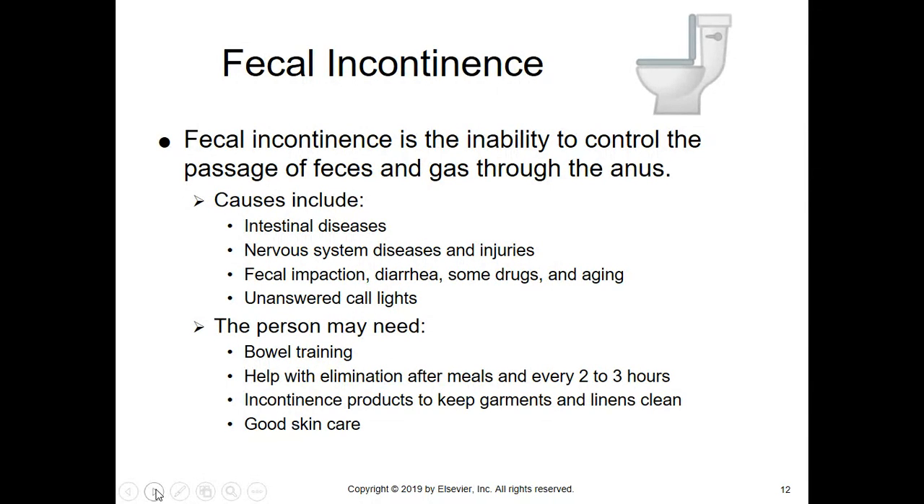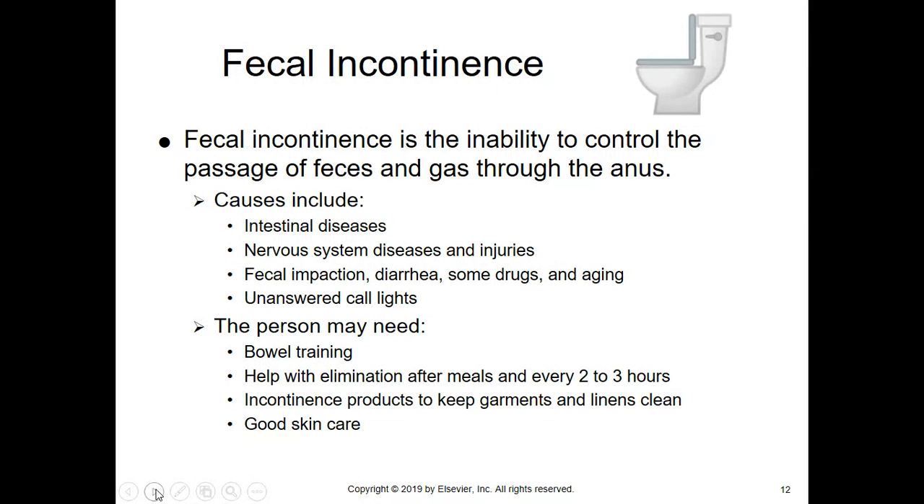What we can do for the person, we could try bowel training. I'll talk to you about that in a minute. We can help them with elimination after meals and every 2 to 3 hours. We can give them incontinence products like the proper brief to wear and make sure they are kept clean with their clothes and their linens, and give them good skincare. So if somebody is fecally incontinent, okay, we have to make sure we're keeping them clean, and we have to make sure that they have clean linen and their skin is taken care of. So they cannot sit in poop or sit in bowel movement. It will eat away at the skin.